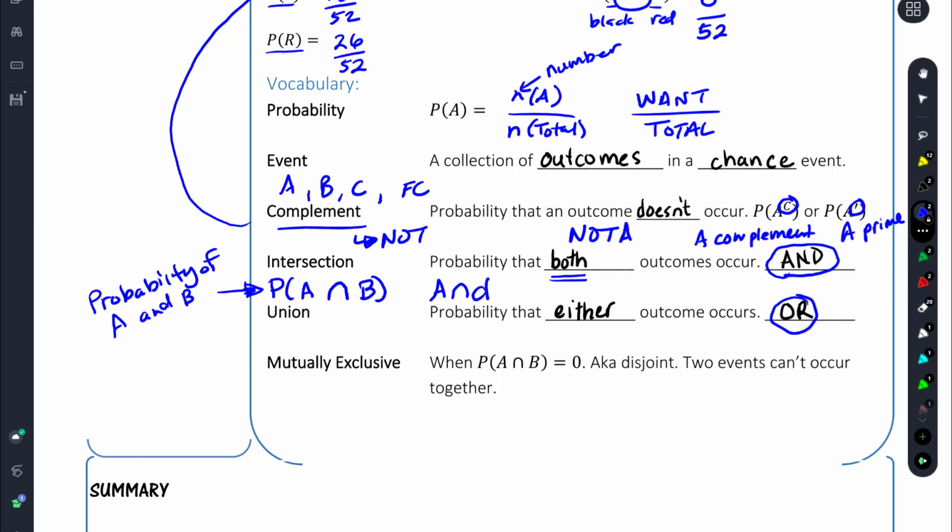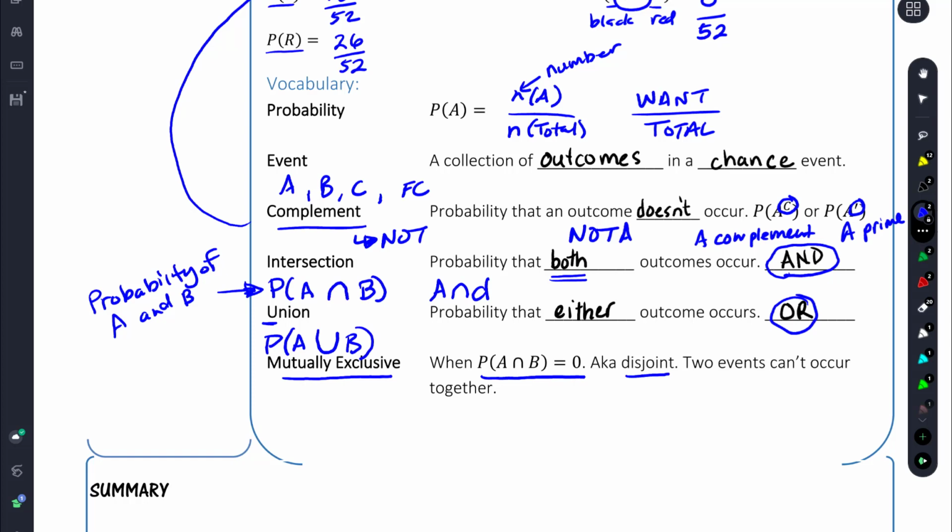For union, the symbol we use is the upturned U, and that kind of makes sense because of the word union. So here, if we see this symbol, that means the probability of A or B. Okay? Now, the last special thing that we want to talk about on this page is the probability of A and B equaling 0 means that something is mutually exclusive. Two events cannot simultaneously occur, essentially. Okay? If the intersection between these two is equal to 0, that means they are mutually exclusive. They cannot occur together. The other word we use to describe that is disjoint.